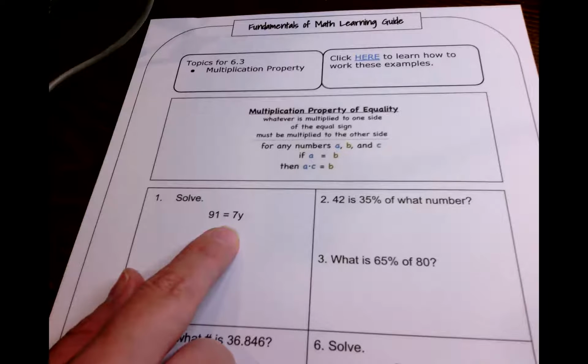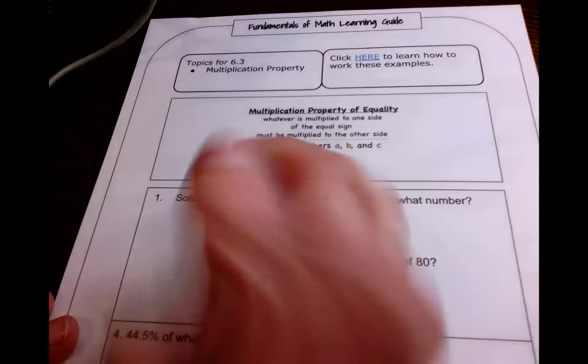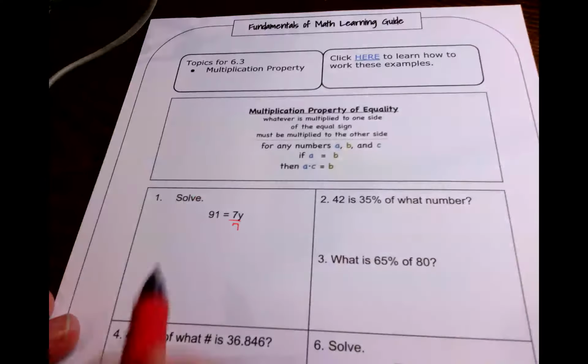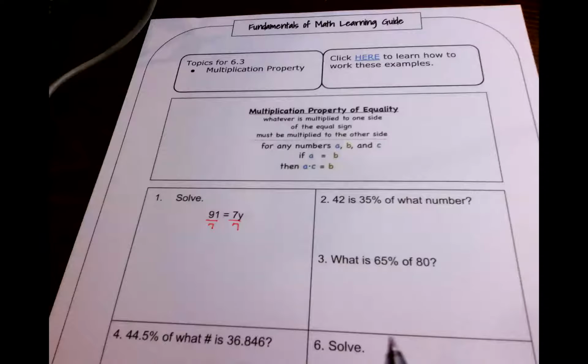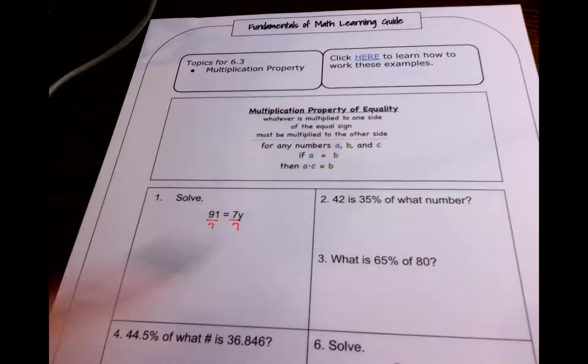So we're going to do the opposite of multiplying by 7. Now, the opposite of multiplying by 7 is to divide by 7. So I'm going to divide by 7 over here, but I'm going to divide by 7 over here. You remember that whatever we do to one side of the equation, we've got to do to the other side. Now, multiplying by 7 and dividing by 7, those cancel each other out.